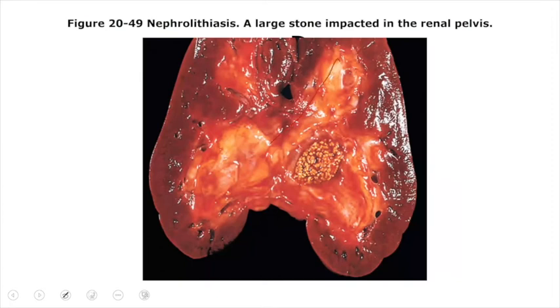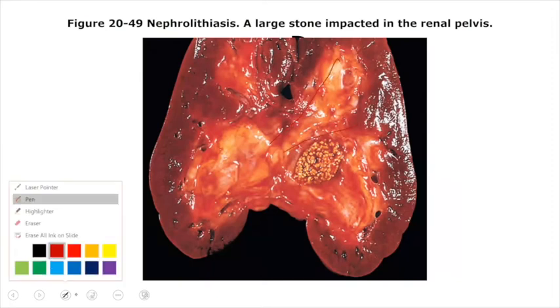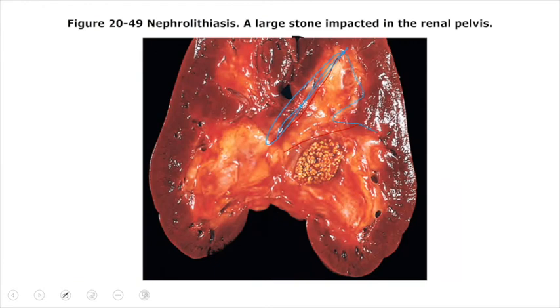And staghorn calculi, let me change the color of this diagram. So as we can see, the staghorn will fill up the entire renal pelvis. We can see it is filling up the entire renal pelvis, and these are staghorn stones.